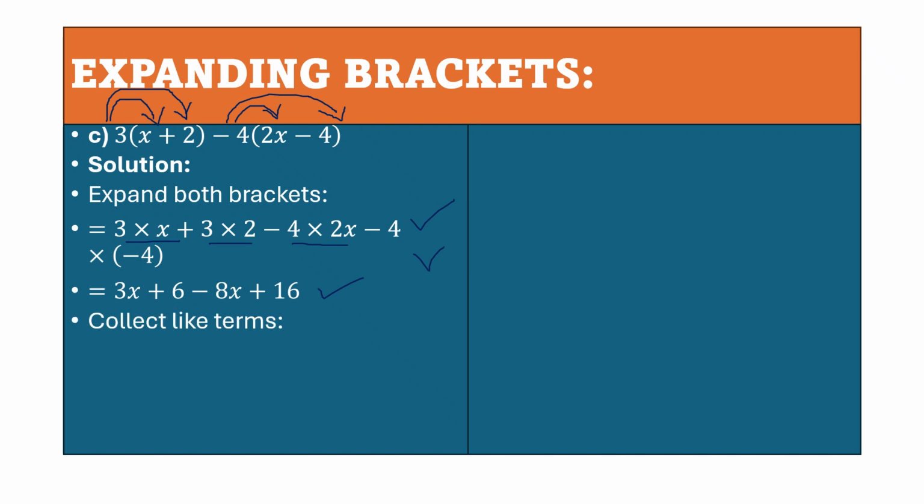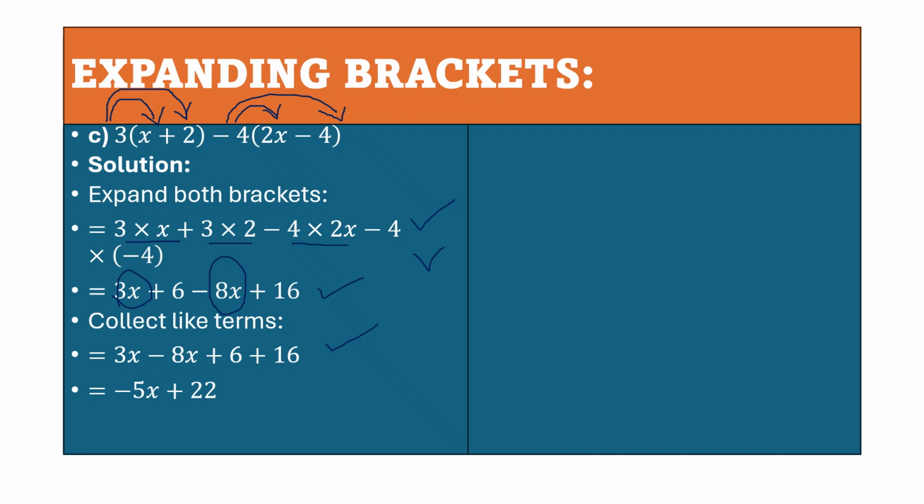Now we need to collect the like terms. Now what are the like terms? Which have the same variable. So here if you see 3x and 8x, they have the same variable. So you need to collect the like terms, write them together without changing any sign. 3x minus 8x, and the other number constants are 6 plus 16. So write together. Now what you have to do? You have to solve it.